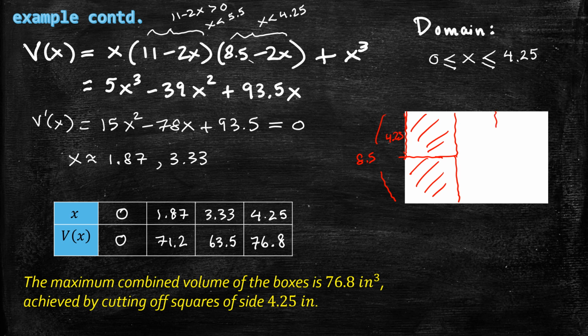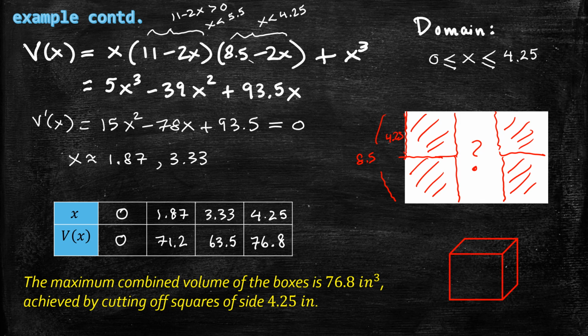Oh, it seems like we're going to run into a problem because we have nothing left to make the open top box with. So we have just discovered that, in fact, if you really want the absolute max combined volume, you would use 4.25 as the side of the square you cut off, and you get a massive cube. You get no open tray, no open top box, but instead you get just a cube. But that does answer the question. That does indeed deliver the absolute maximum combined volume.